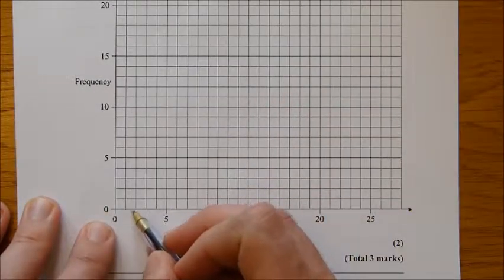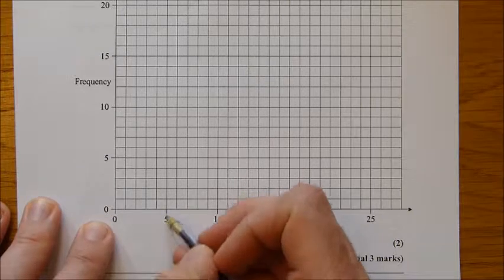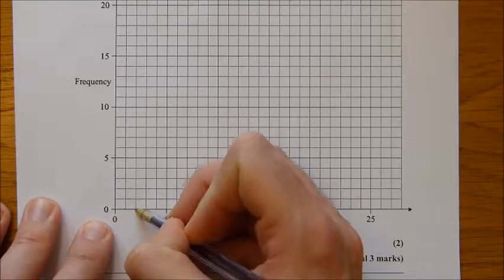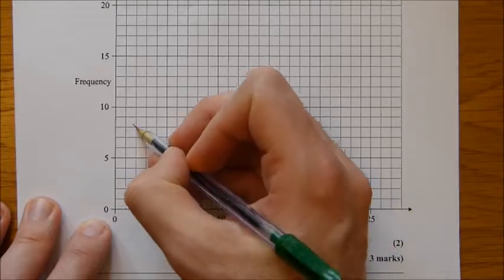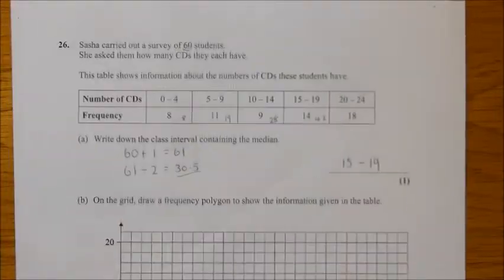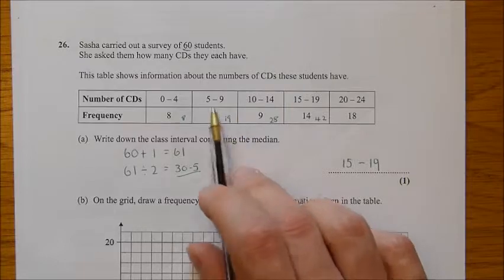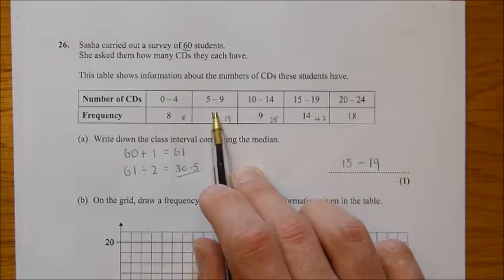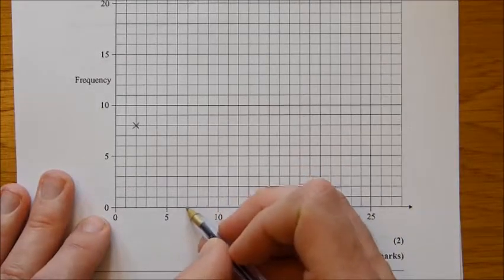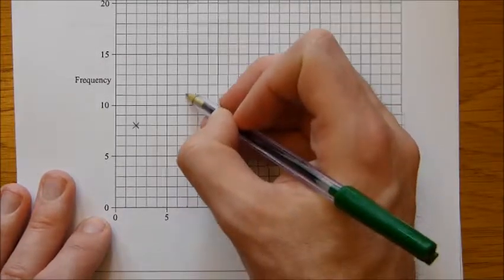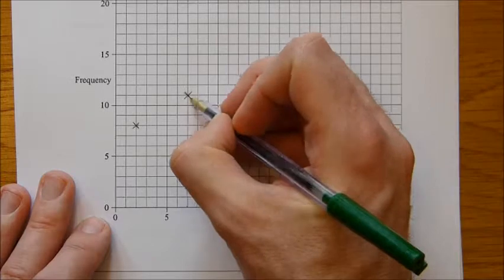So let's just check. 1, 2, 3, 4, 5. Okay, so along to 2, and then up to 8. 1, 2, 3, 4, 5, 6, 7, 8. There's my first point. My next one, 5 to 9. So the number in the middle there is 7, and we need to go up to 11 now. So 5, 6, 7, and this time up to 11, which is there.